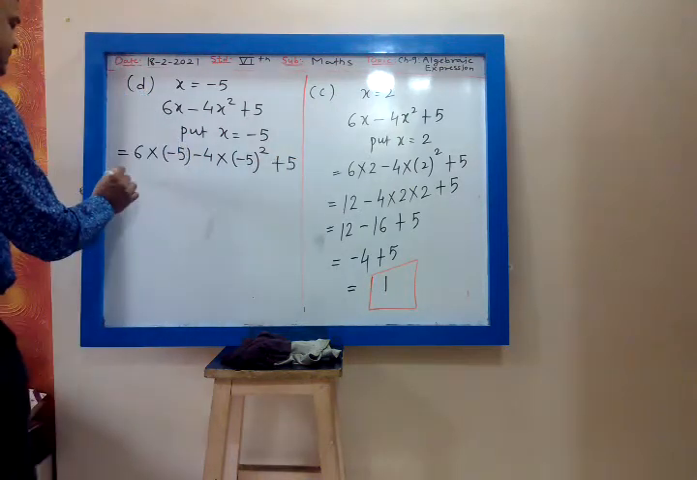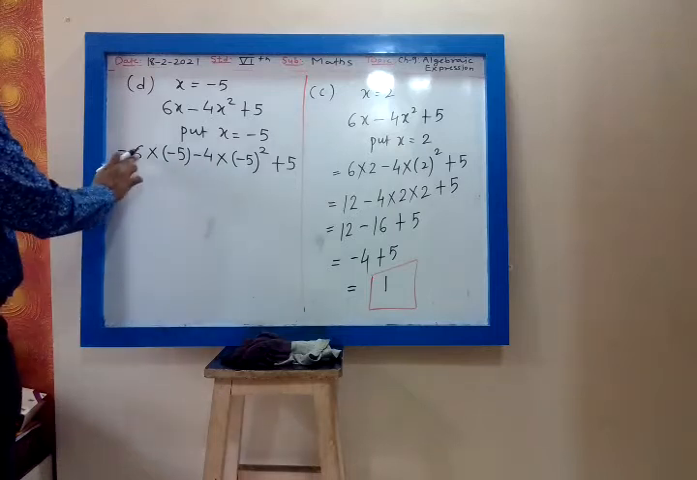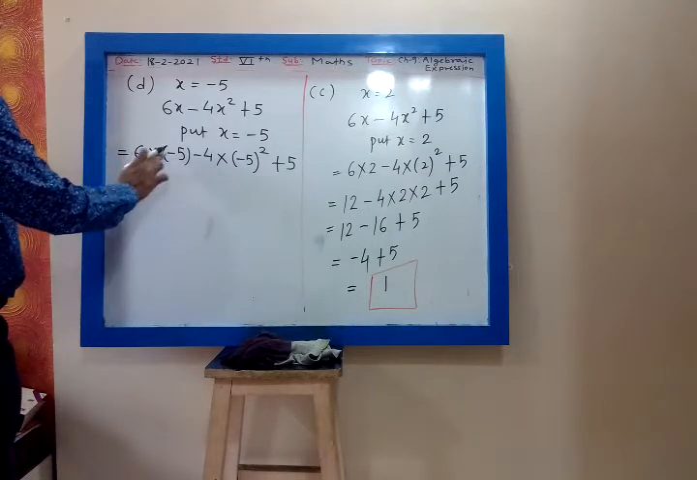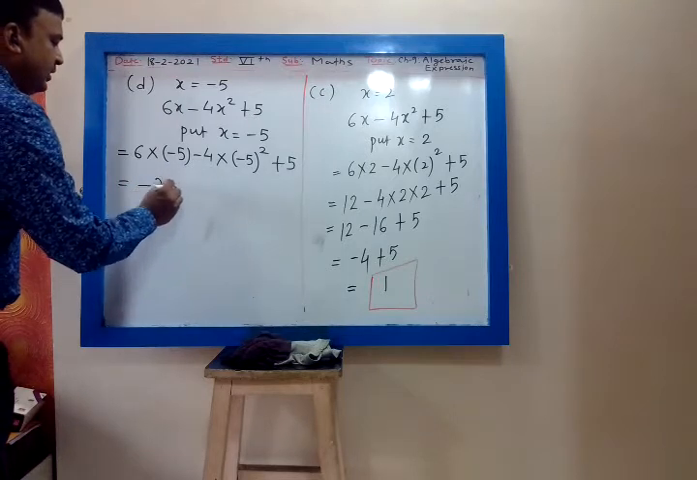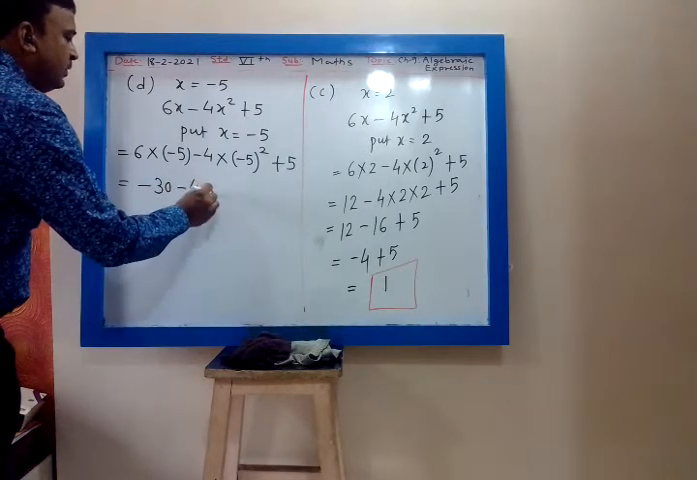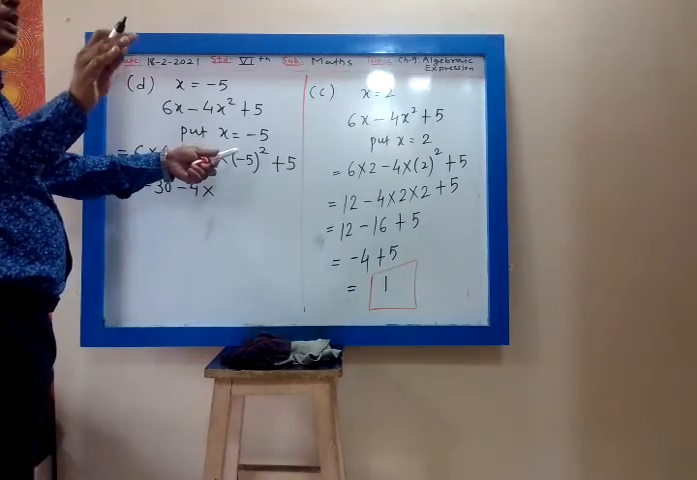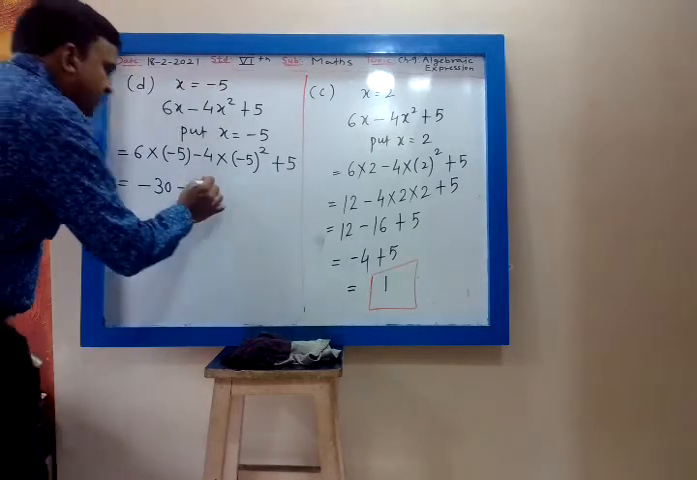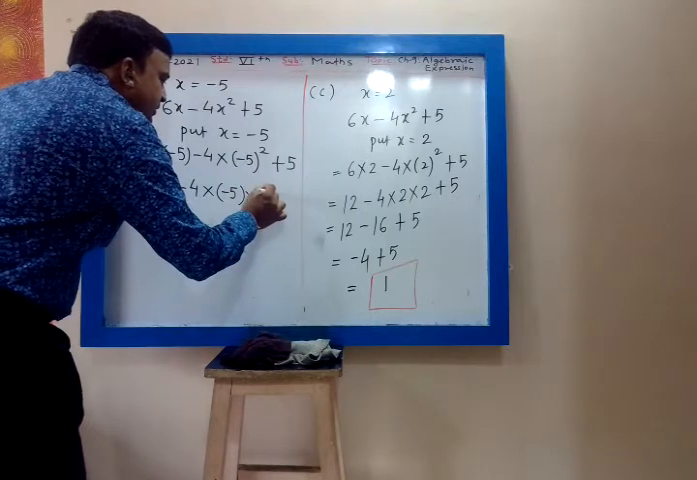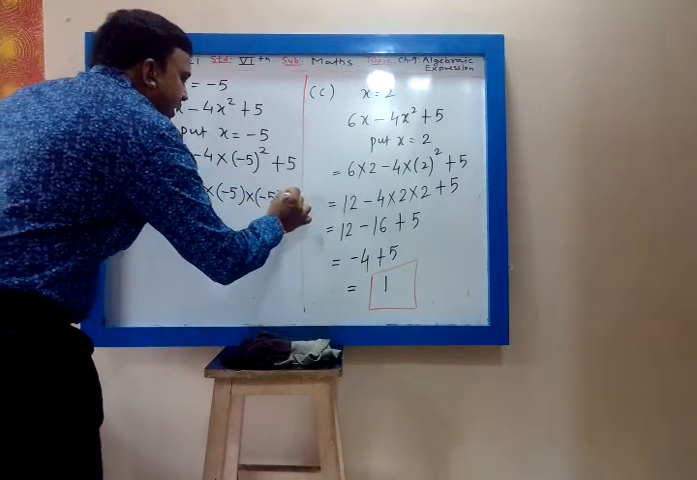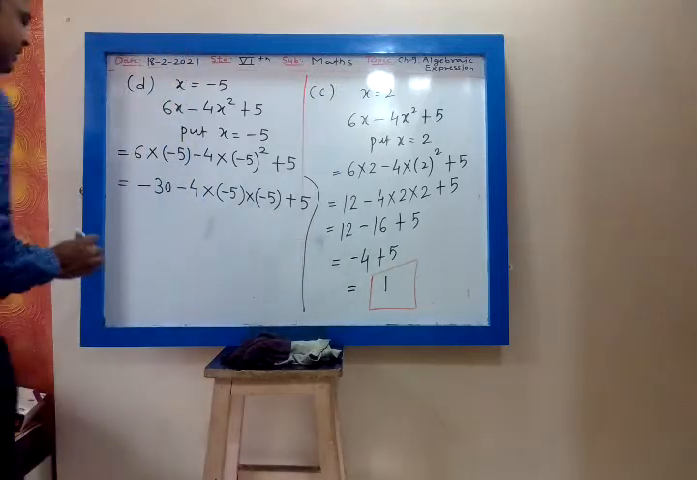So first simplify. What is the multiplication of plus and minus? Plus and minus, minus. So 6 into 5, 30. Okay. Then minus 4 into minus 5 square. What is the power? 2. So I will multiply minus 5 two times. So minus 5 into minus 5 two times, because the power is 2. Then we write plus 5.